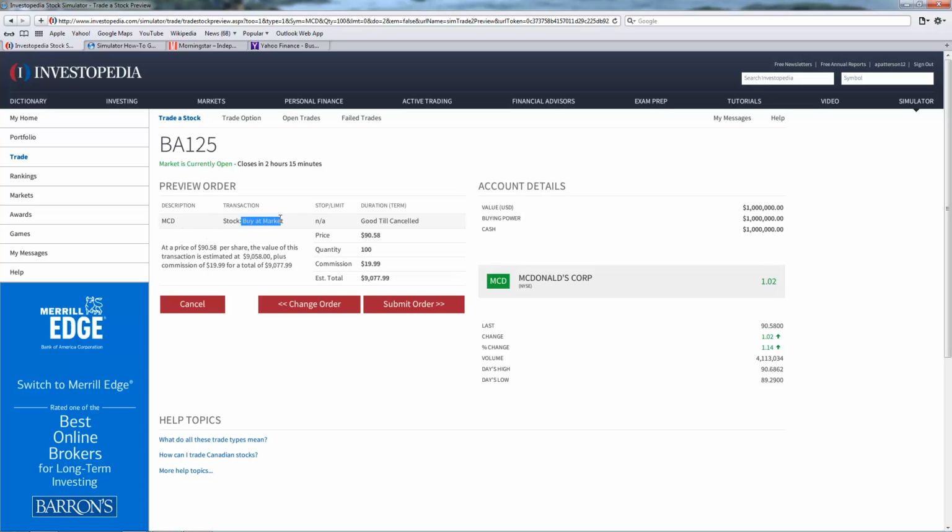I am buying at the market price, whatever the price is right now on the stock market. How many shares I want. Commission is the fee. As I mentioned, you will pay $20 every time. So the total amount they're going to take out of my million is $9,077.99. And I can go back and change my order if I want to add more shares or change something, or I can go ahead and submit my order. Go ahead and click that.